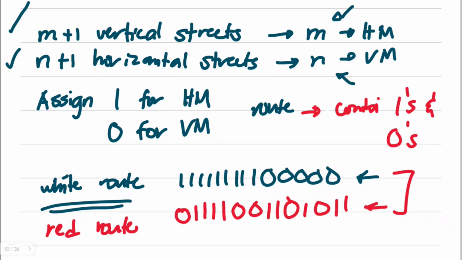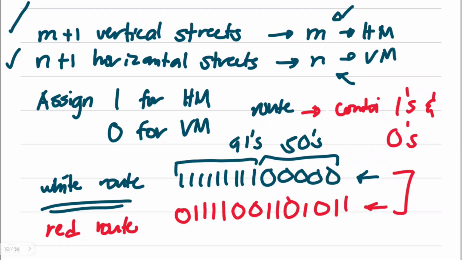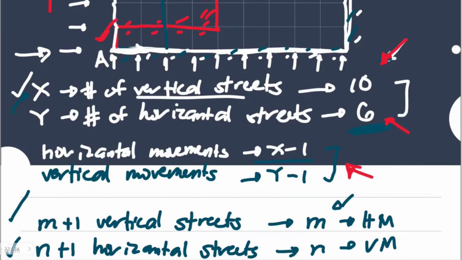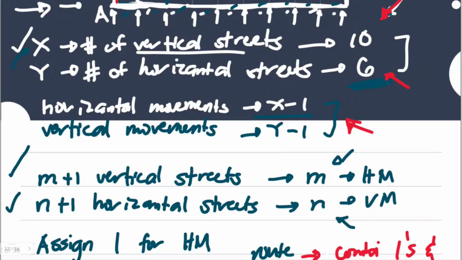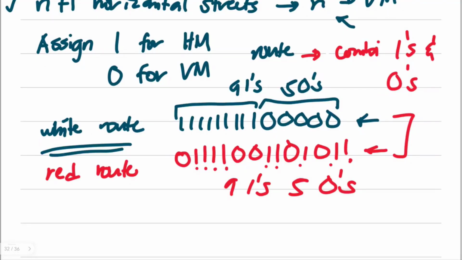If you look at the blue route, you have here 9 1s and then 5 zeros. For the red route, you also have 1, 2, 3, 4, 5, 6, 7, 8, 9. Still 9 1s and 5 zeros. So basically, each of your routes, even if you come up with another route here, will be a combination of 9 1s and 5 zeros.